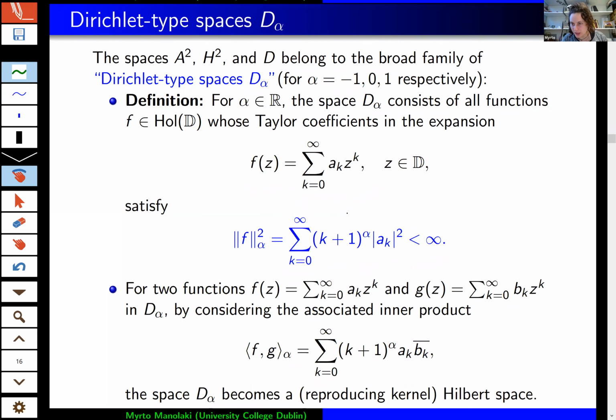What is important now is that we can also introduce the natural inner product. The inner product is introduced in the obvious way. You take the same weight and then you multiply the Taylor coefficient of the first function with the conjugate of the Taylor coefficient of the second one. So when you have an inner product, you are in a Hilbert space. But the good thing is that not only are they Hilbert spaces, they are reproducing kernel Hilbert spaces. The reproducing kernels are functions which help us generate all other functions in the space.